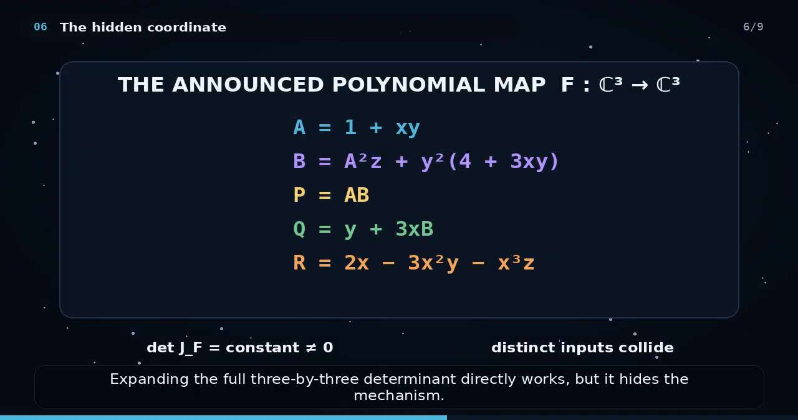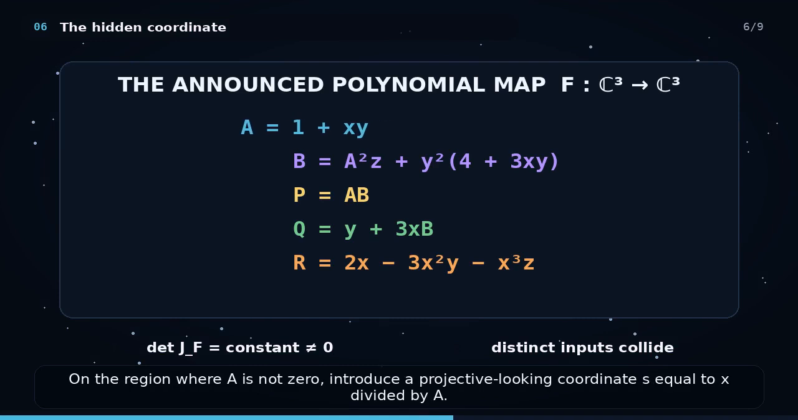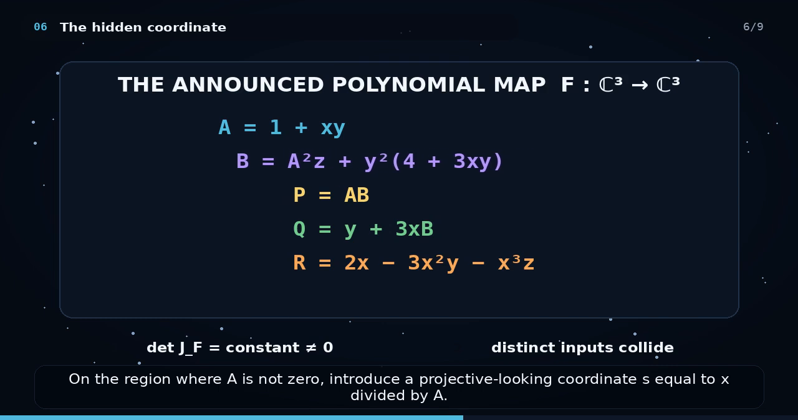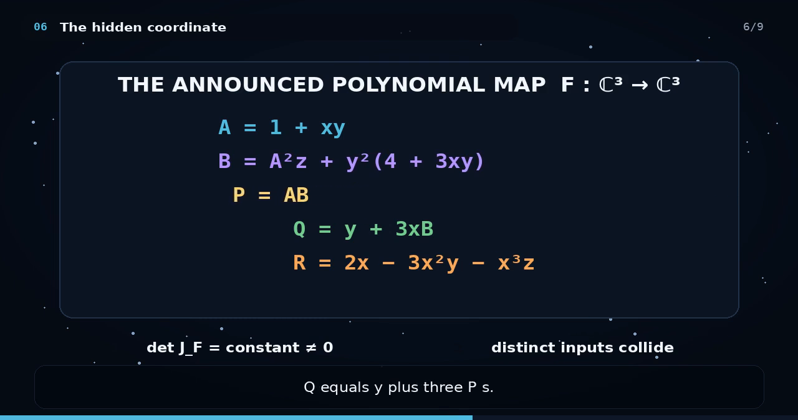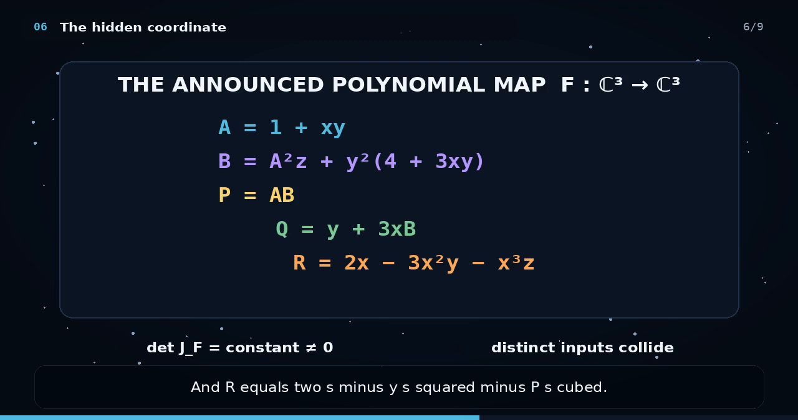Expanding the full 3x3 determinant directly works, but it hides the mechanism. On the region where A is not 0, introduce a projective-looking coordinate S equal to x divided by A. In the coordinates P, Y, and S, the complicated map becomes unexpectedly small. Q equals y plus 3PS. R equals 2S minus YS squared minus PS cubed.